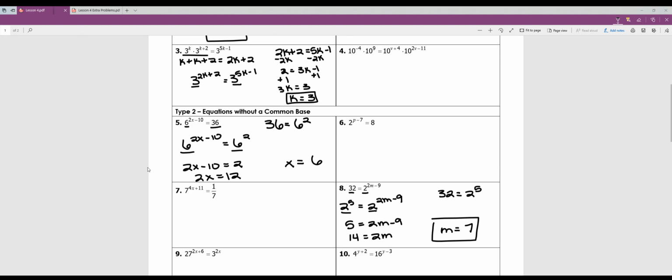Okay, so step 1, simplify if necessary. Step 2, like bases. Step 3, set your exponents equal to each other and solve.